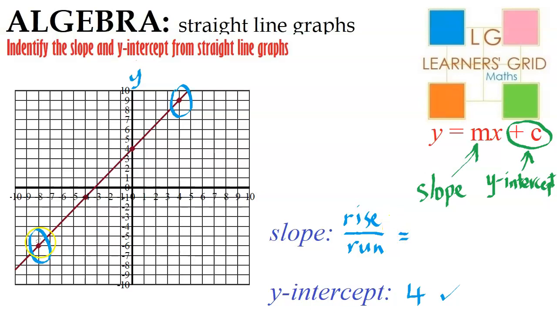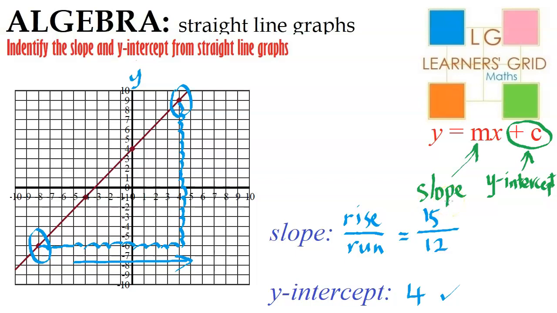So I'm going to start here, and I'm going to go 1, 2, 3, 4, 5, 6, 7, 8, 9, 10, 11, 12. So it's 12 on the run, and then the rise, and that's positive 12 because I'm going this way. I'm going to the right. That's a positive move. And up will be positive as well. So let's just go up. How many up? 1, 2, 3, 4, 5, 6, 7, 8, 9, 10, 11, 12, 13, 14, 15.